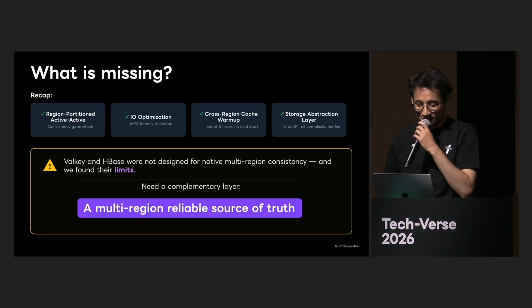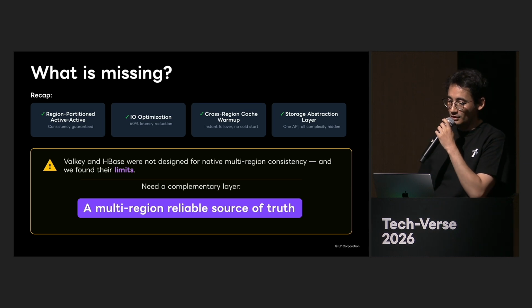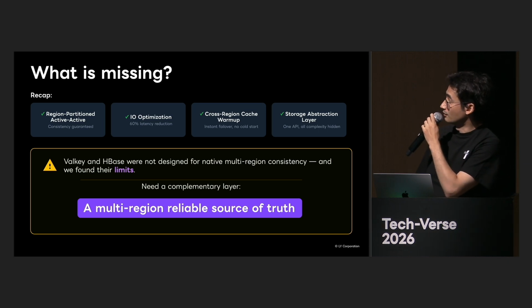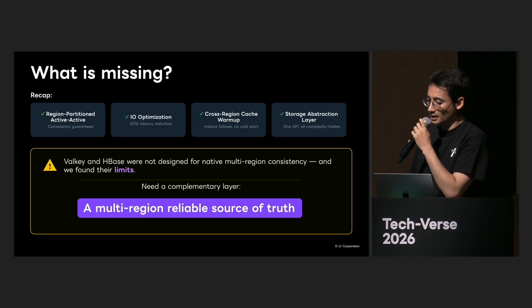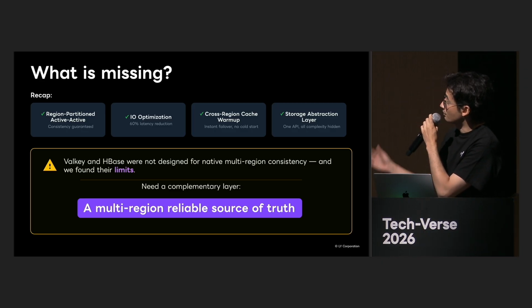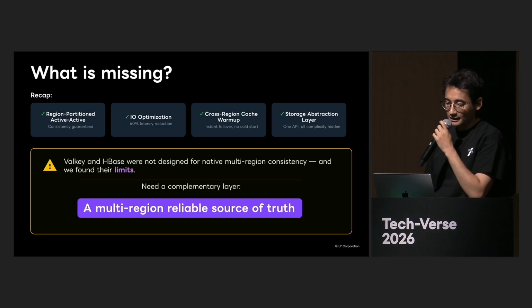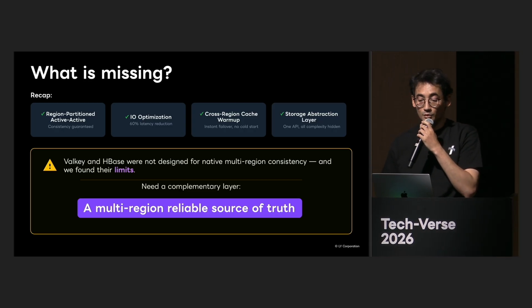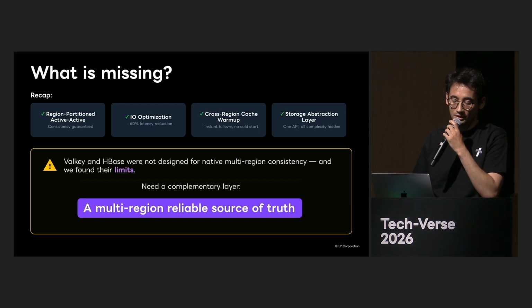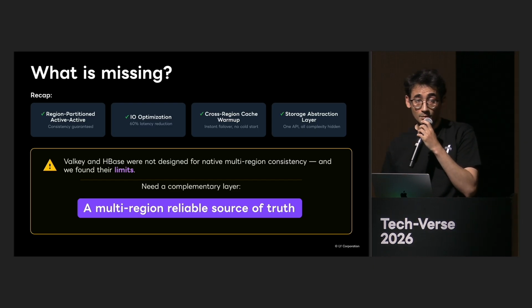So let me recap. We are building a region-partitioned active-active system. We have solved the I/O penalty, the region routing, hidden the complexity behind an abstraction layer, and the cross-region cache warm-up. All of this gave us the architectural model to achieve almost instant failover and a more robust disaster recovery model.